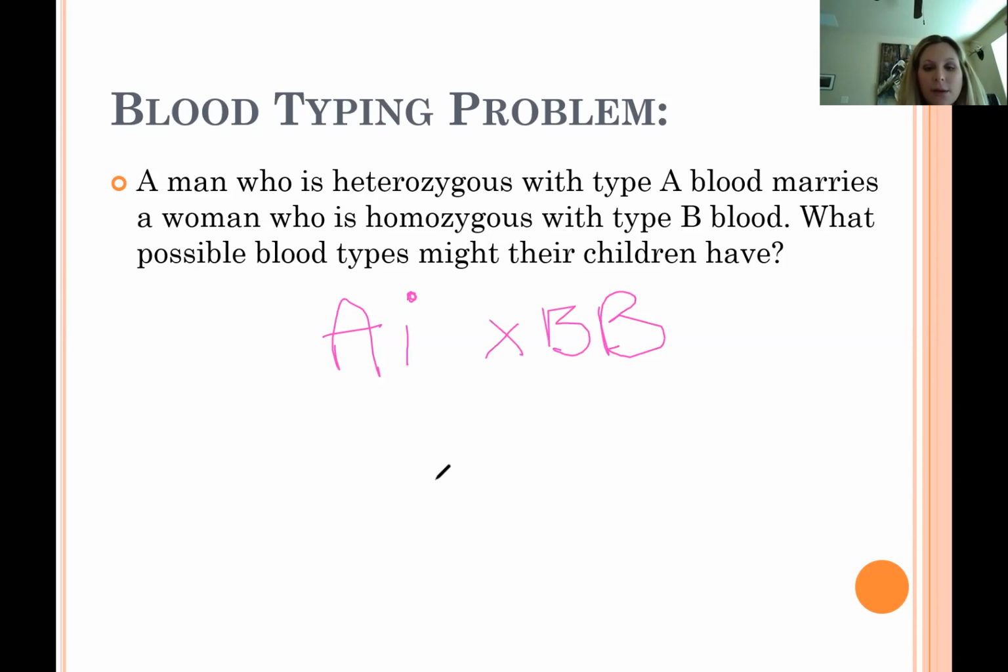I'm going to do a Punnett square the same way I did it before. I'm getting a lot of emails. Sorry. I'm not going to read them right now, though, because I'm doing this.